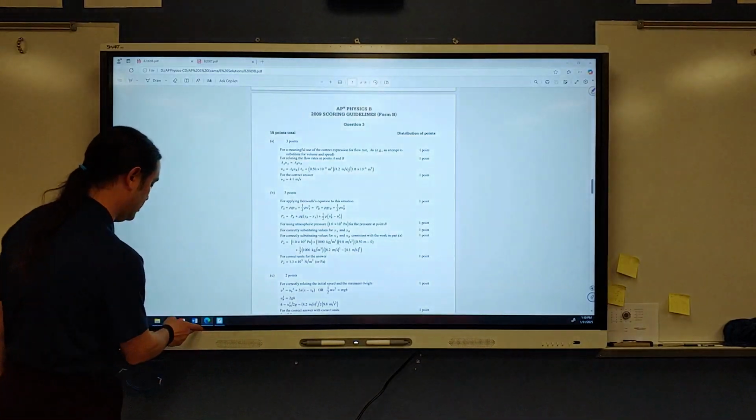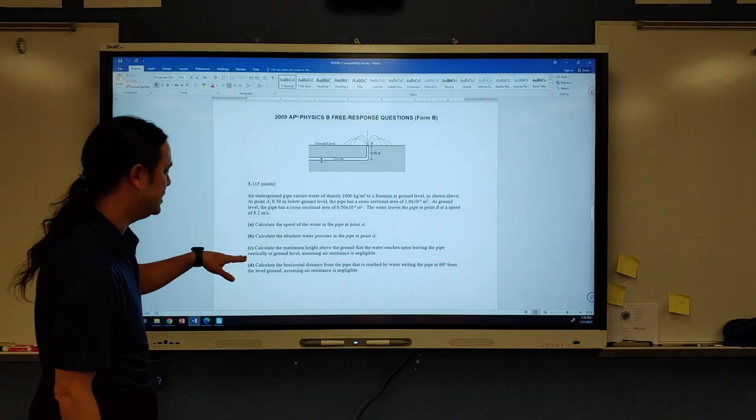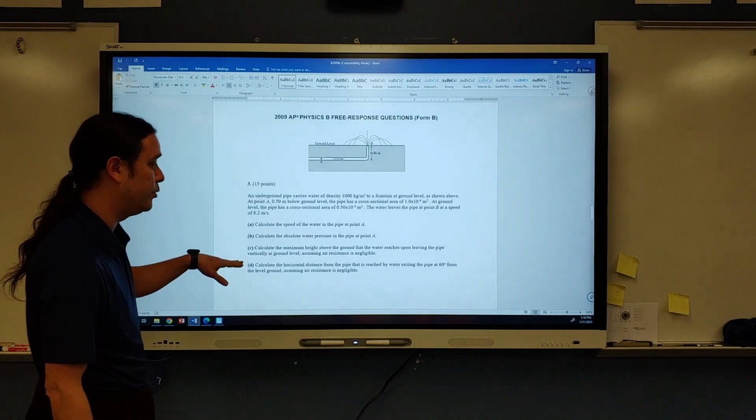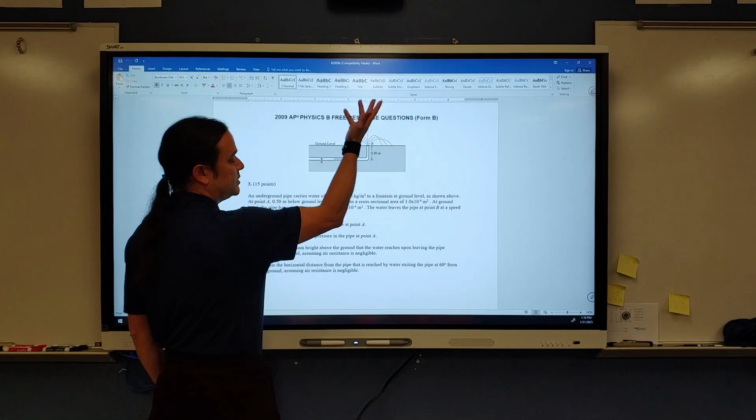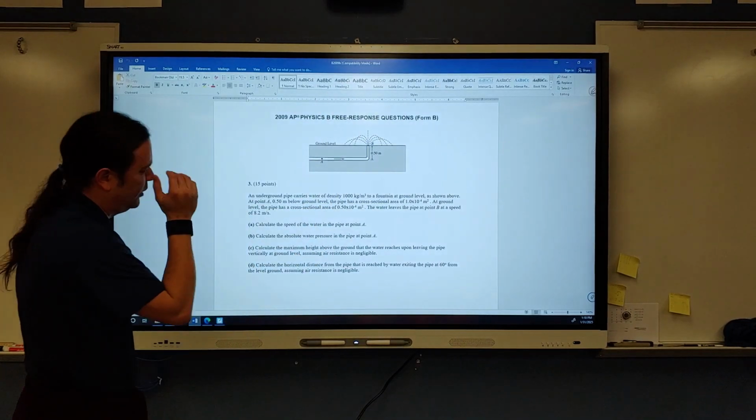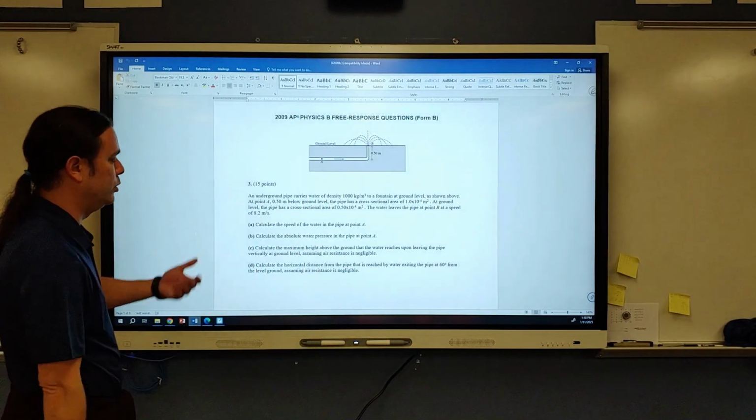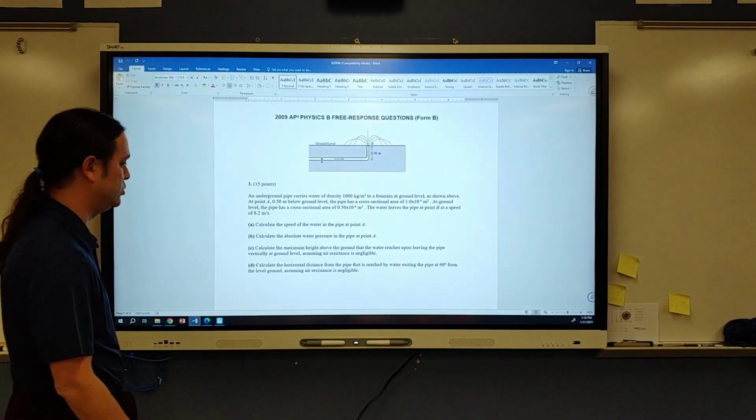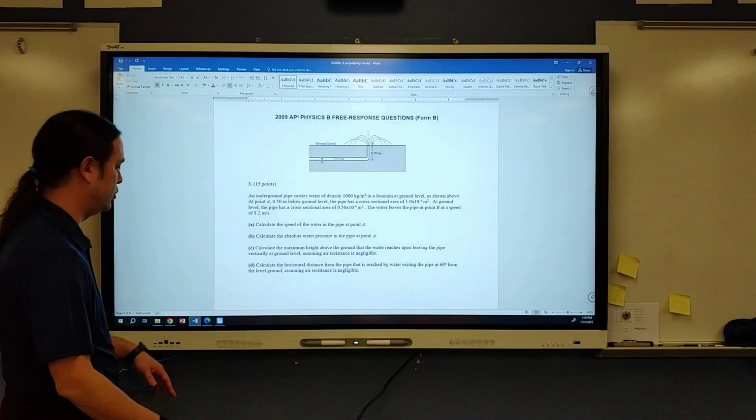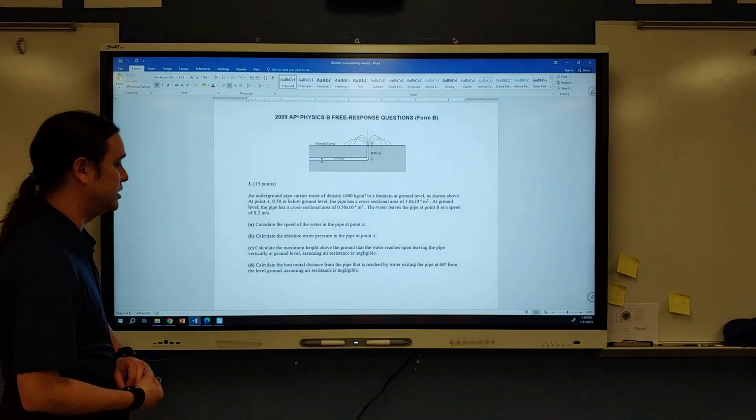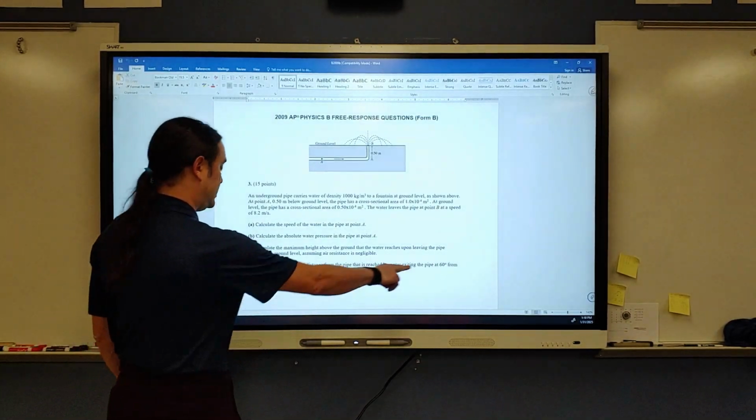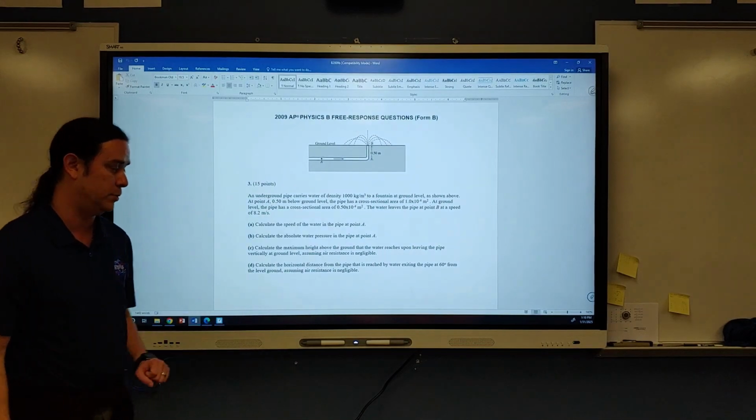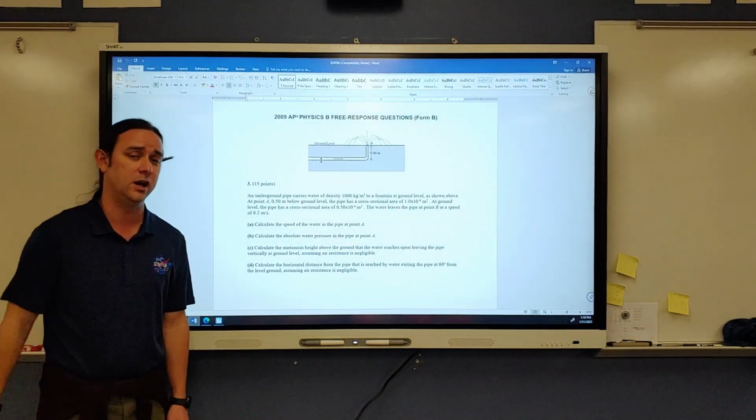Finishing up, C: calculate the maximum height above the ground that the water reaches upon leaving the pipe vertically. In this case, you could apply kinematics, and I think you can do fluid mechanics. Bernoulli should actually still give you the correct values on that, but you can do kinematics or energy. D: calculate the horizontal distance from the pipe that is reached by the water exiting the pipe at 60 degrees from level ground, assuming air resistance is negligible. Definitely not going through that one.